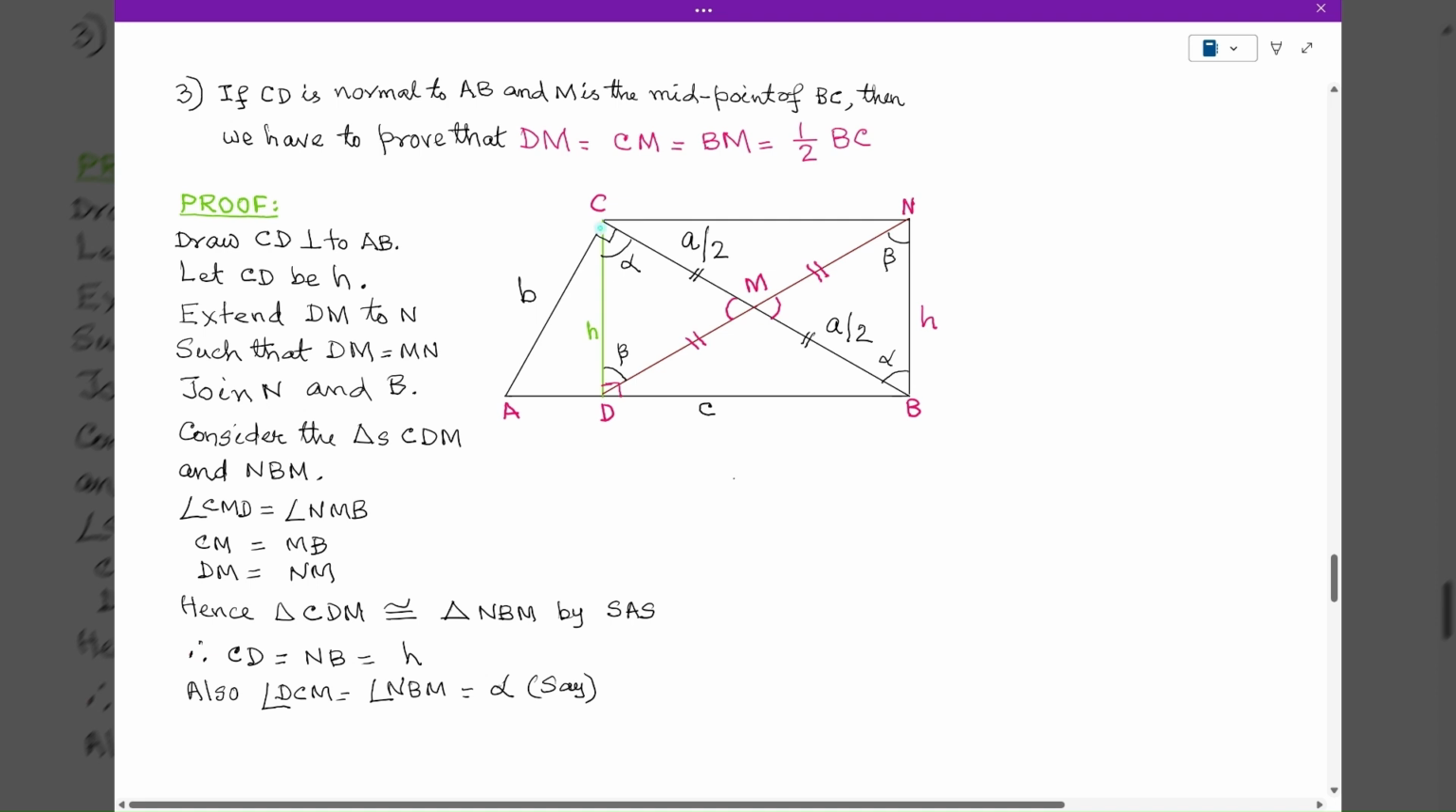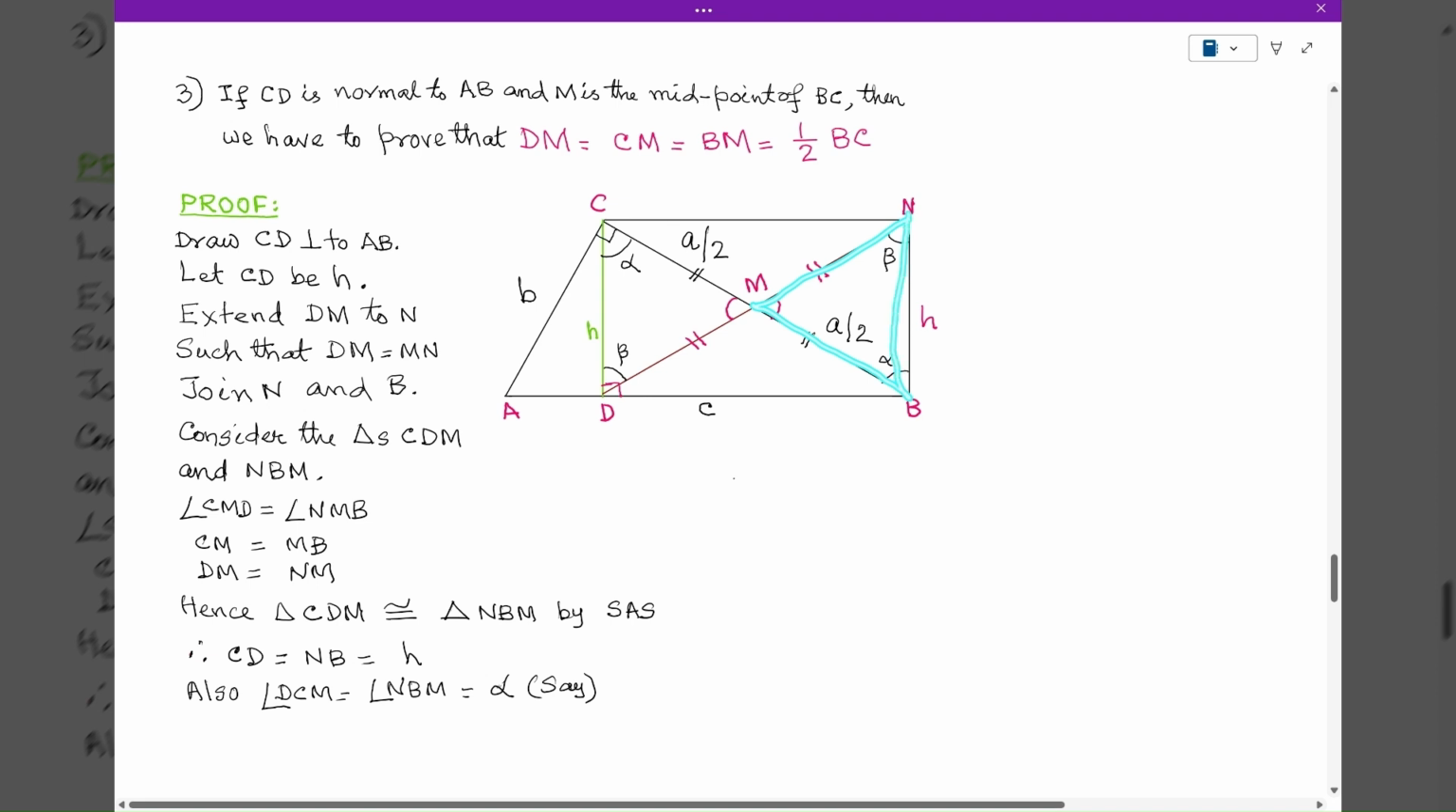First, draw the perpendicular CD. Let the length of this perpendicular be H. Then extend DM to the point N such that the length of DM is same as the length of MN. Then join NB. Then consider the triangle CDM and triangle NMB.